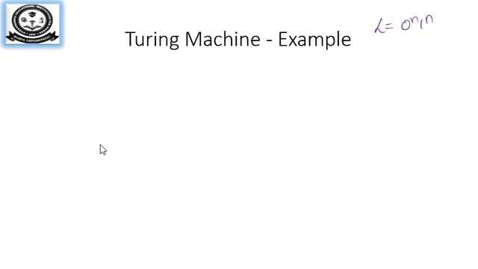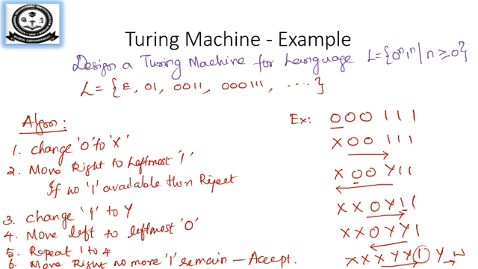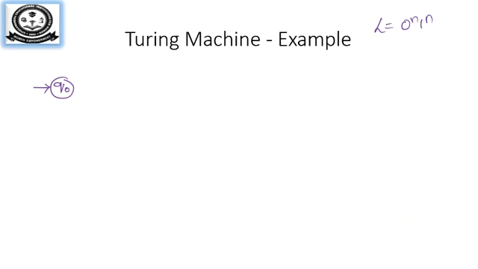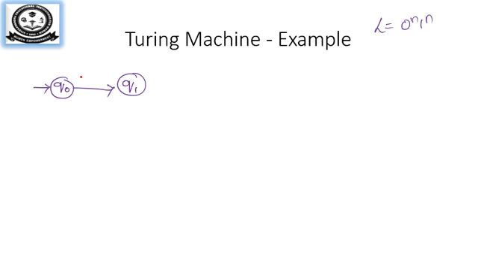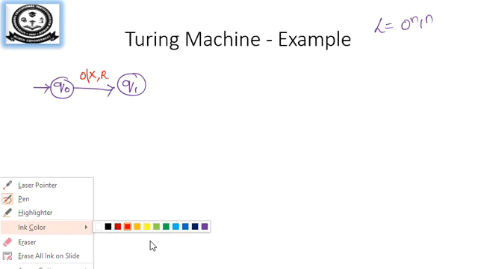Right, so first we will draw the transition diagram. We know q0 will be my initial state. So you can see the first step is, if you have 0, you have to change it into x. So I will transition from q0 to q1. If it is 0, change it to x and move to the right side.